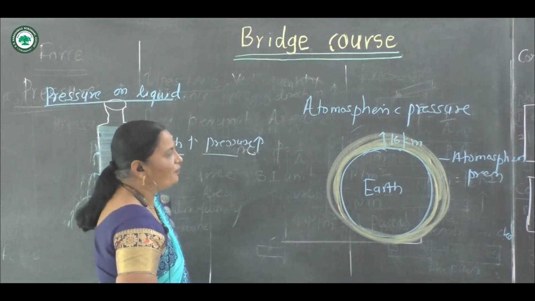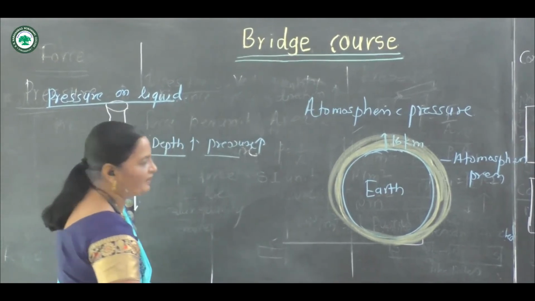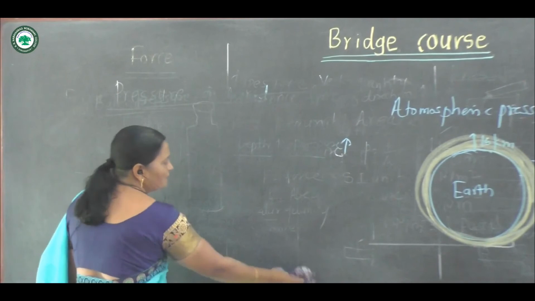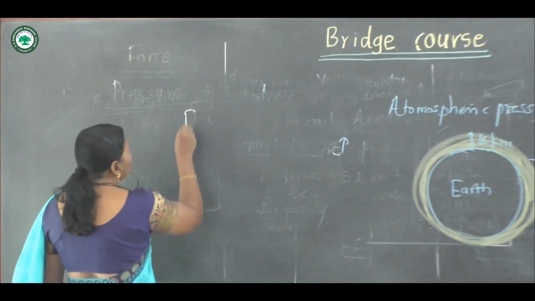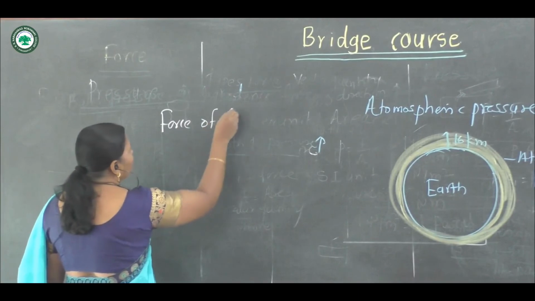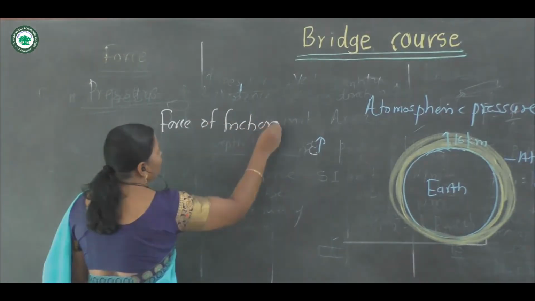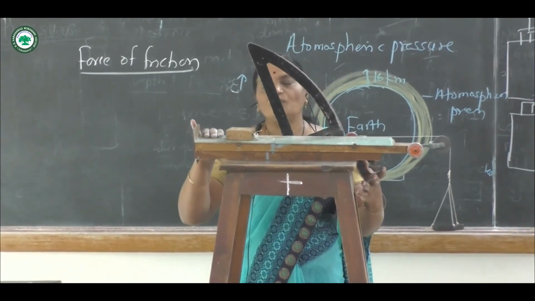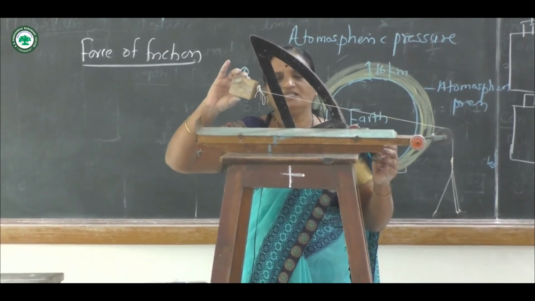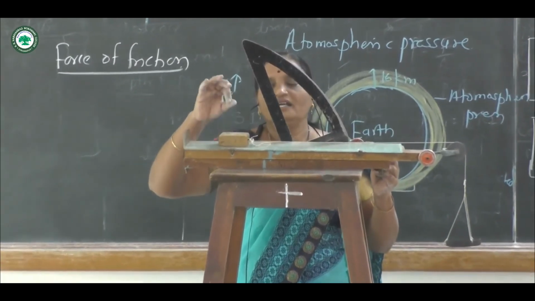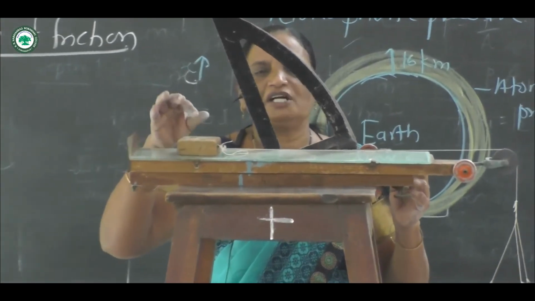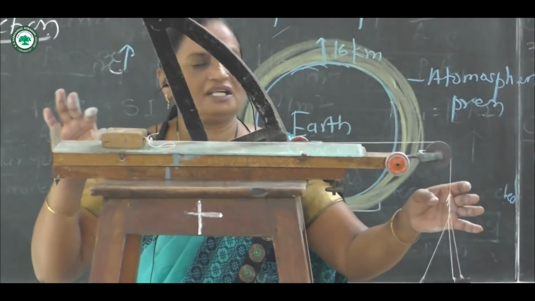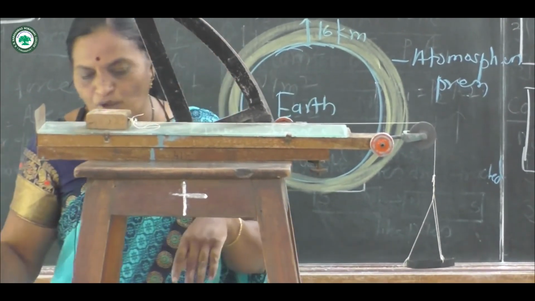Now there is a topic, that is force of friction. What is friction? This is one object on one surface, and this is another surface. There is an opposition of relative motion between the two objects, and it is called friction, and the force is called force of friction.